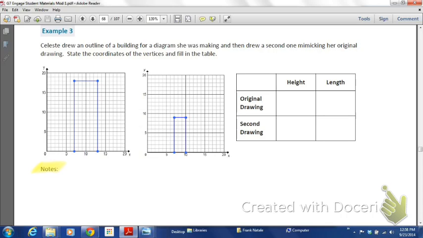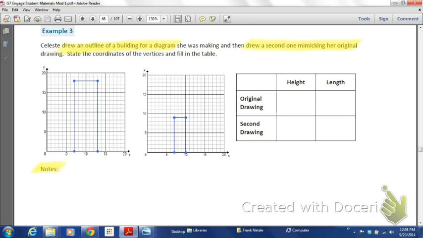Okay, so let's talk a little bit about this problem. She already drew a scale drawing. She drew an outline of a building for a diagram she was making, and then she drew a second one mimicking her original. So we're looking at a drawing of a drawing. We talked about this earlier. This second one is a drawing of this, and we're going to figure out right now if it was indeed a scale drawing, because that's our task here.